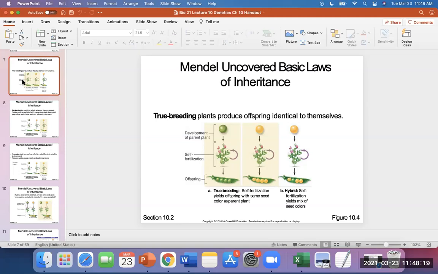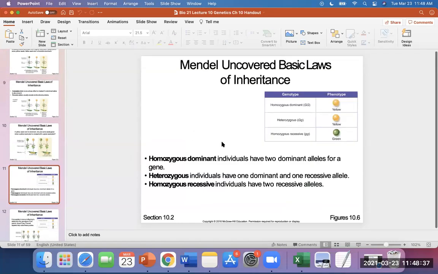That's still Mendelian genetics. Homozygous dominant means it has two of the dominant genes. Homozygous recessive means it has two of the recessive genes. And then what was the other one? Heterozygous. Heterozygous means it has one dominant and one recessive. So like Daniel said, homozygous dominant, two dominant genes, homozygous recessive, two recessive genes, and heterozygous has two different ones, dominant and recessive.